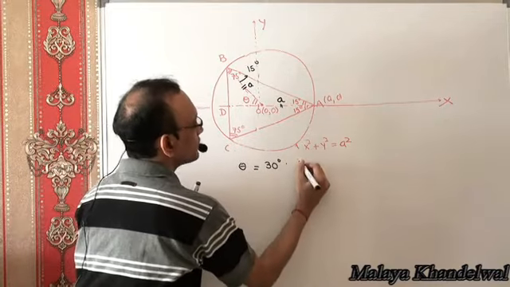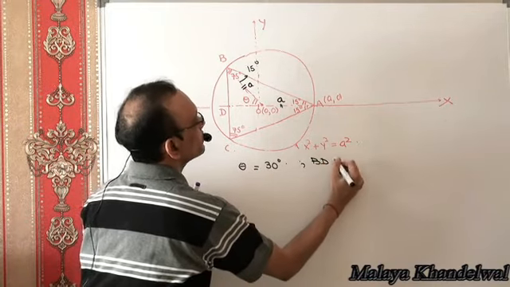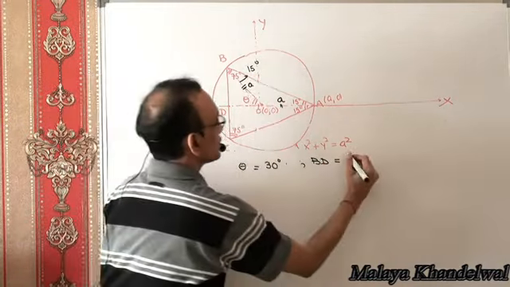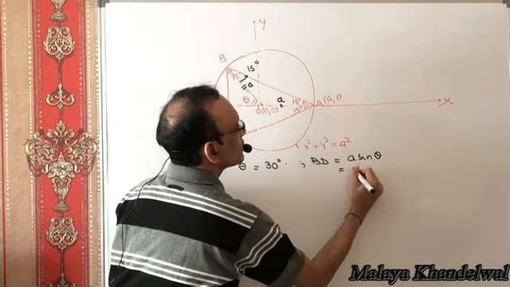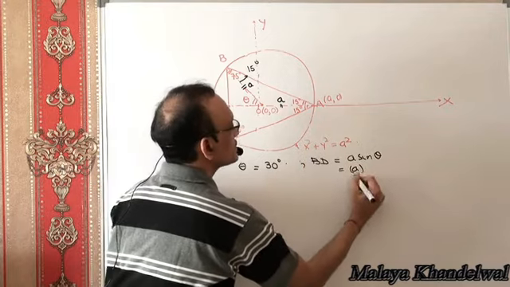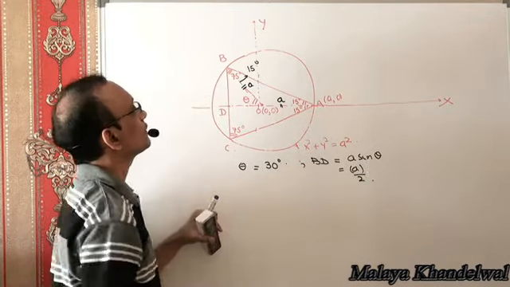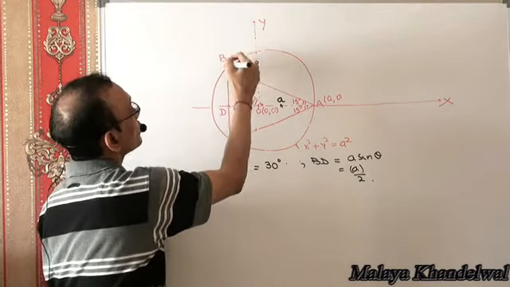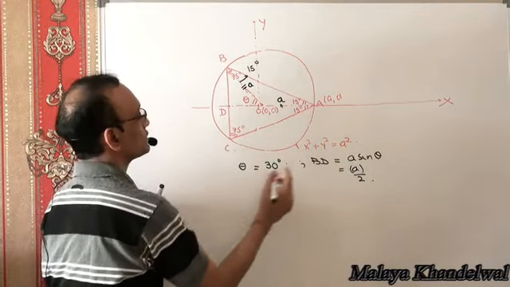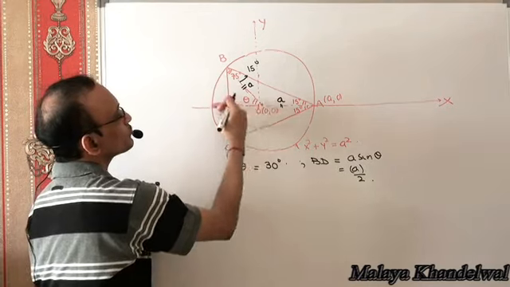And OB is A. So what is BD? BD is going to be A sine theta. A sine theta means A into sine 30 degrees, A by 2. That means if BD is A by 2, the y coordinate of B must be A by 2. What about the x coordinate of B?